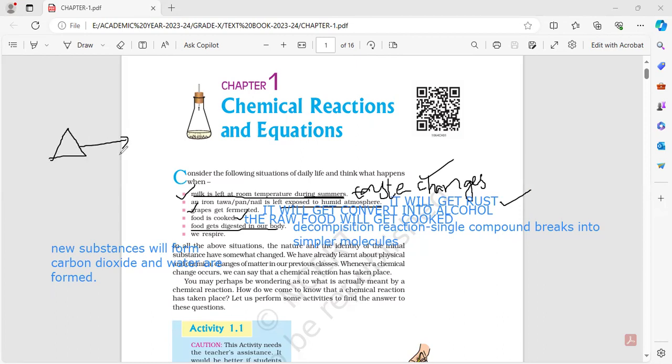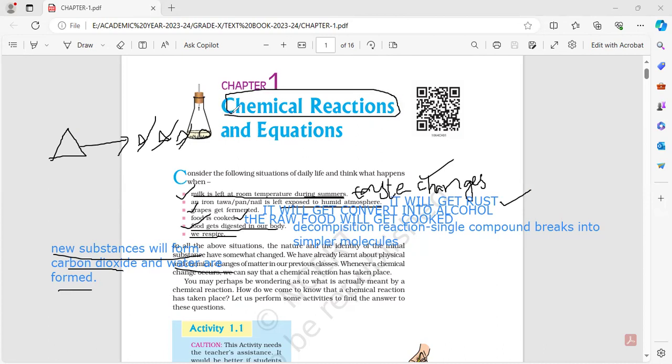When it gets digested, it breaks down into simple molecules or simple compounds. When we eat food and it enters our stomach, the food gets digested and divided into small particles. It is also an example of formation of new substances, so it is also a chemical reaction. And next, when we breathe, when we respire, new substances like carbon dioxide and water are formed. This is also formation of new substances. So all these are examples of chemical reactions.